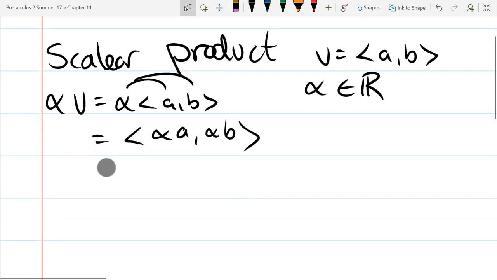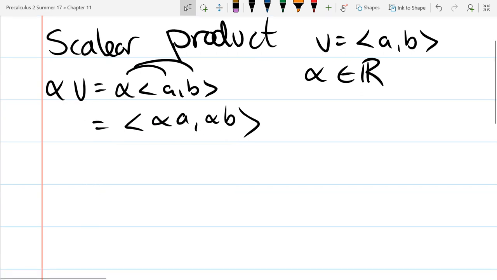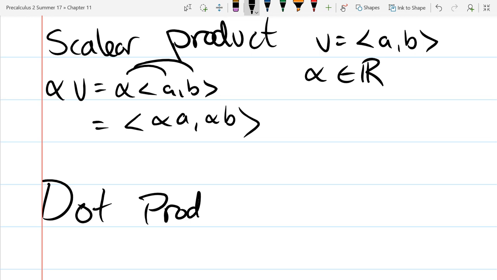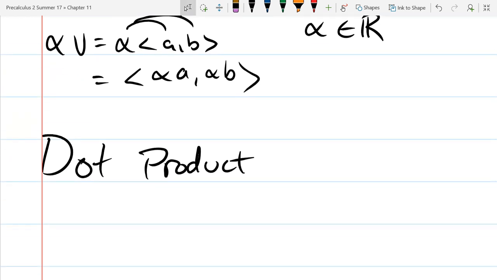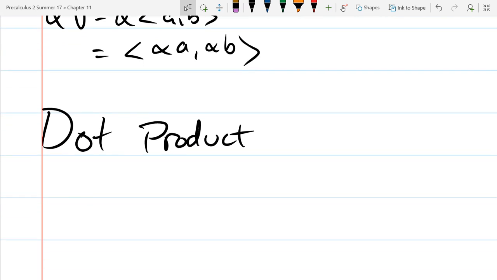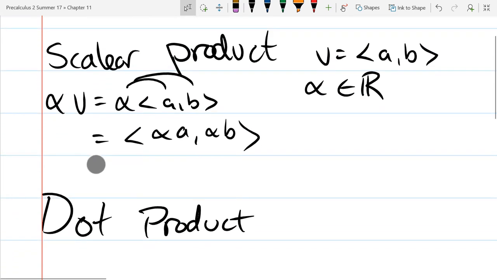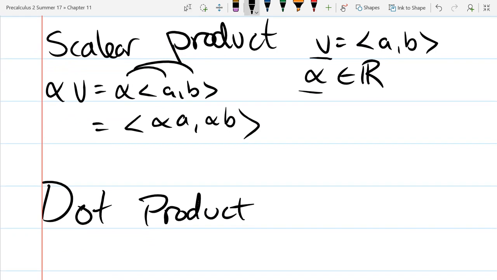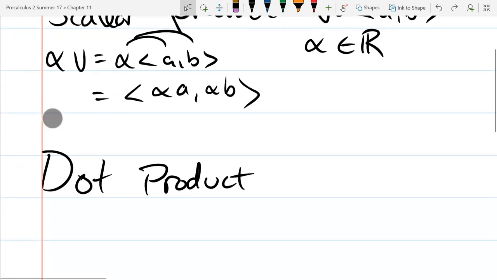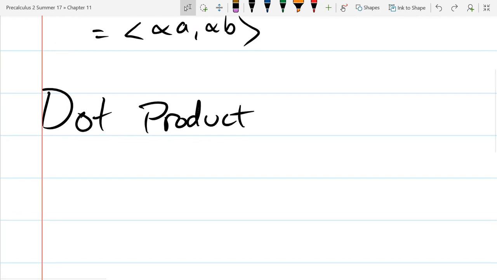Now we're going to look at a different type of product. So the dot product is a product operation that is between two vectors. So the scalar product was between a vector and a scalar. This dot product is going to be between two vectors. So we'll have two vectors. I'll call them v1 and v2.